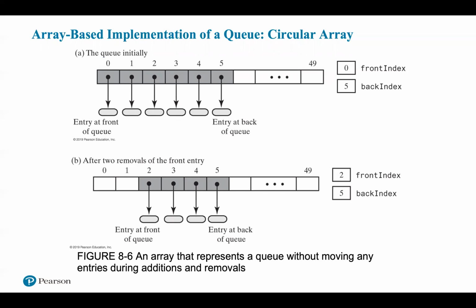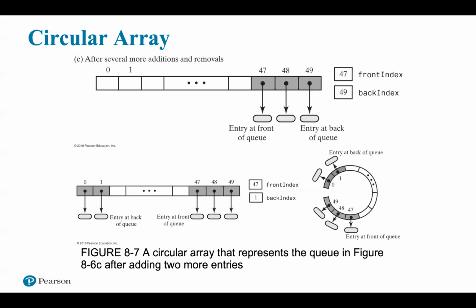Instead, we can leave other array entries in the current positions when we remove the queue's front entry. For example, if we begin with the entries shown in the figure and execute dequeue twice, the array will be as shown in B. Not moving array entries is attractive, but after several additions and removals, the array can look like the one pictured in figure C. And so here we're seeing that.